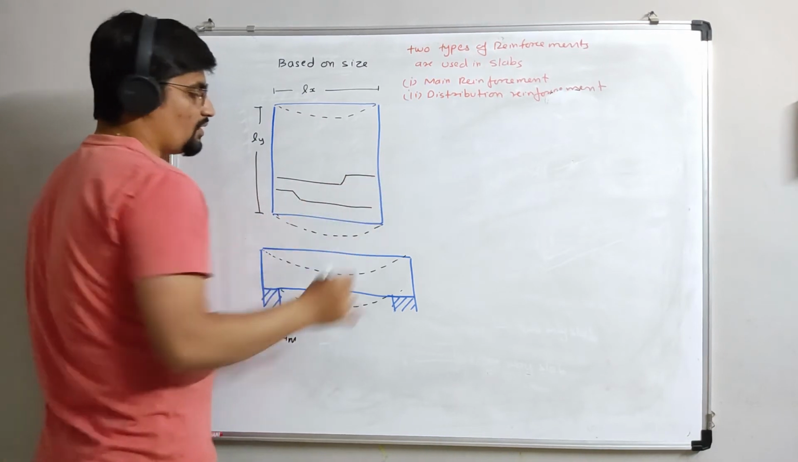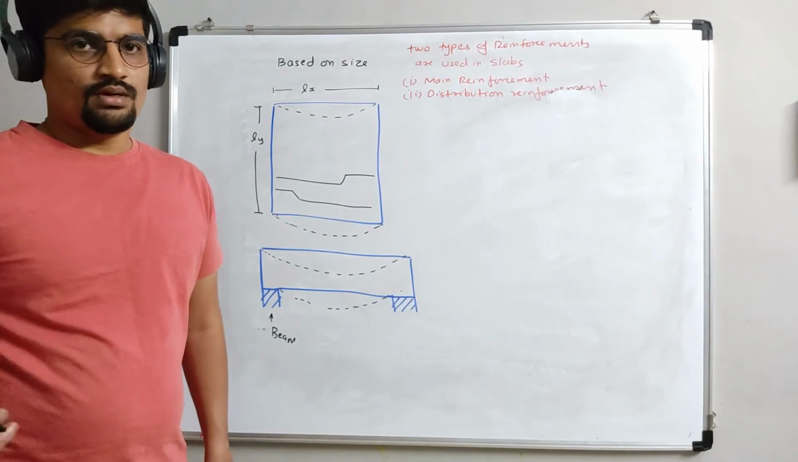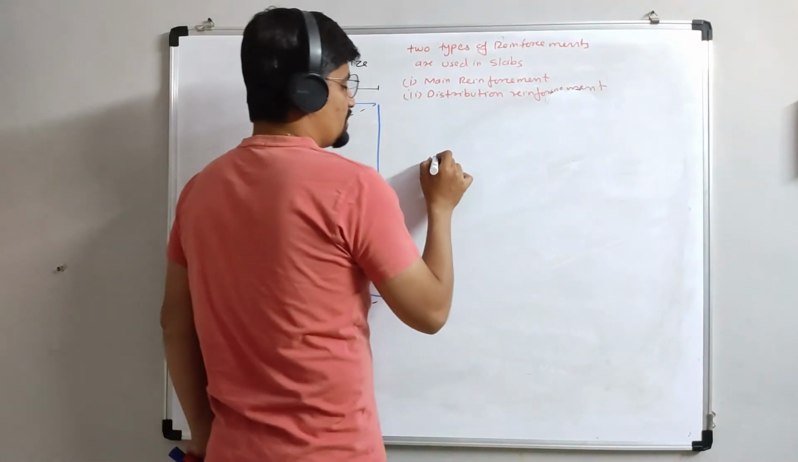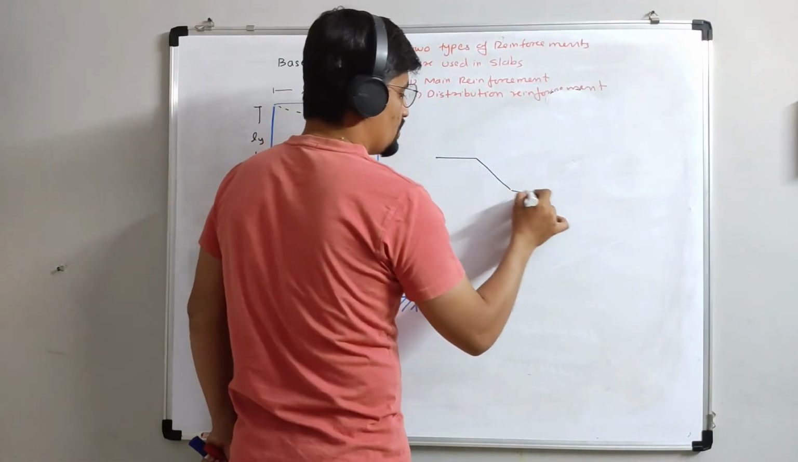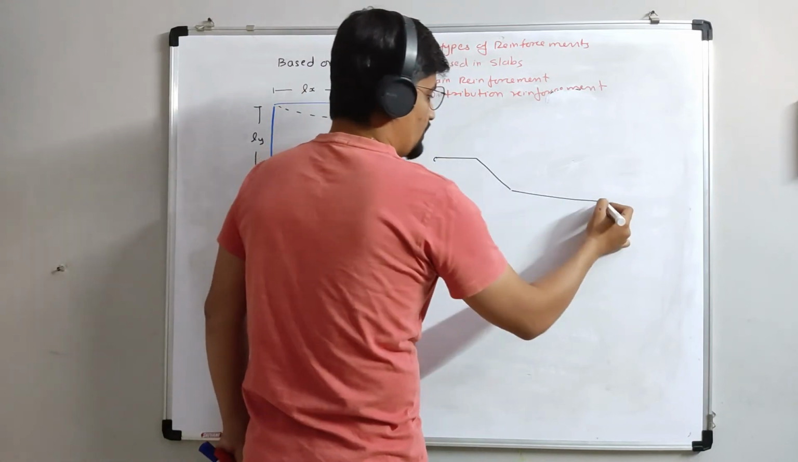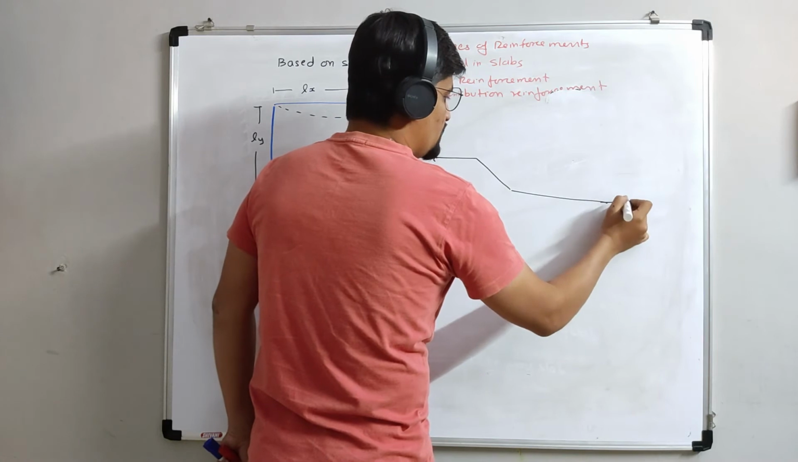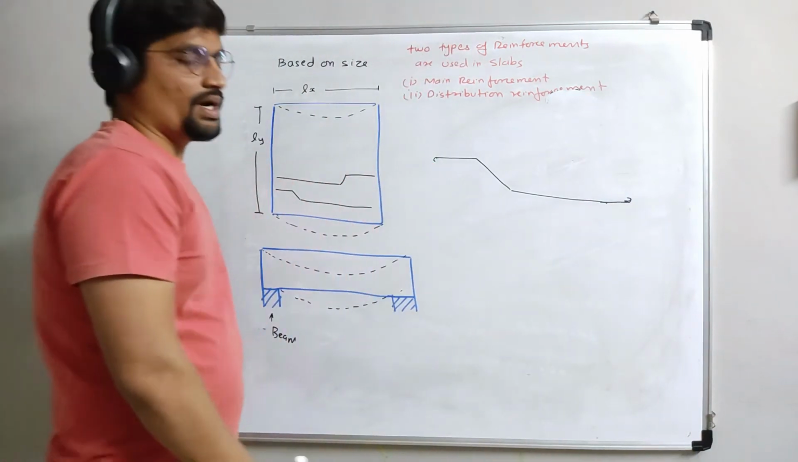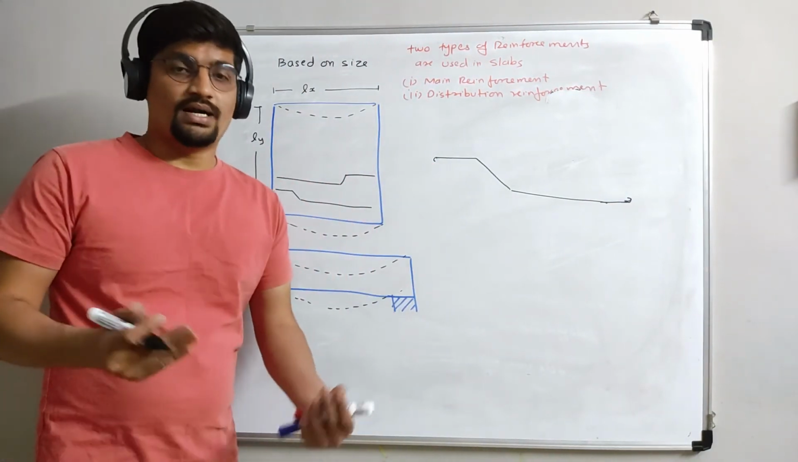For main reinforcement, the alternate bent up bars are used. Which type of bar is used? Alternate bent up bars. So why do we use bent up bars? Have you ever thought about why we use bent up bars and why we bend the bars?